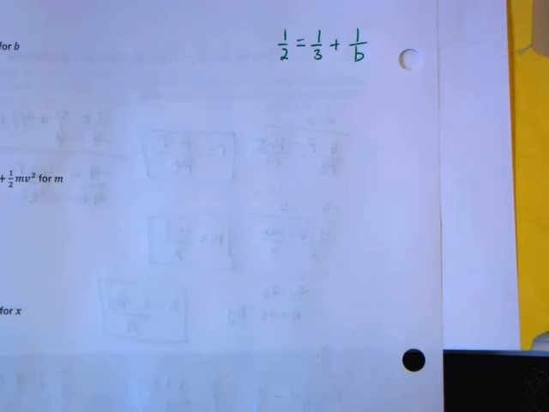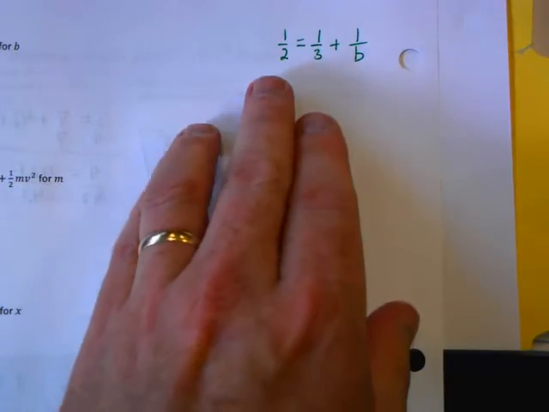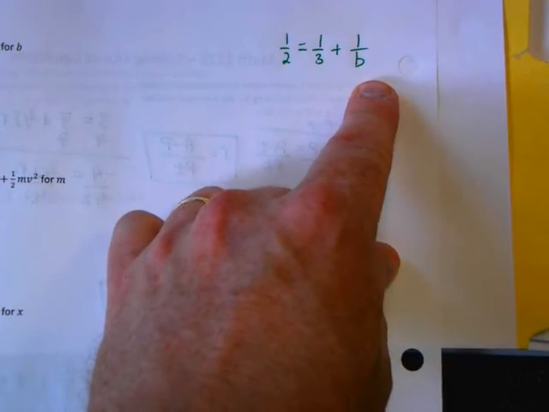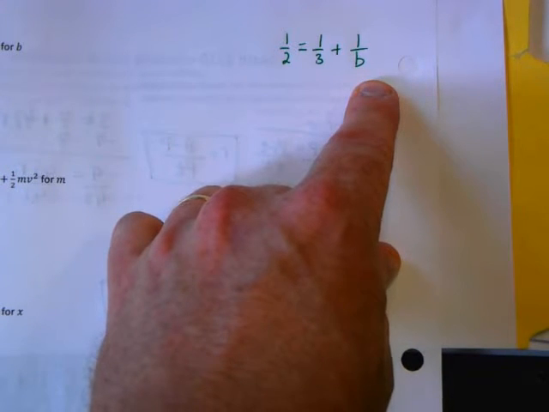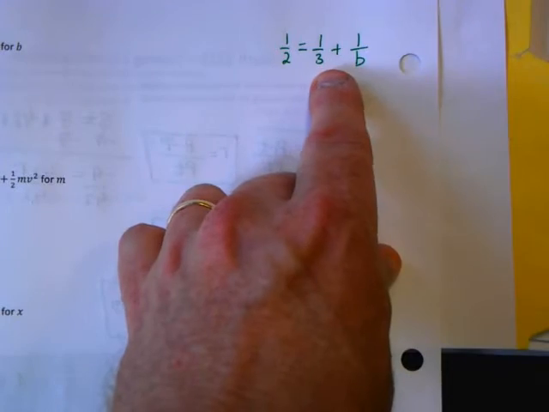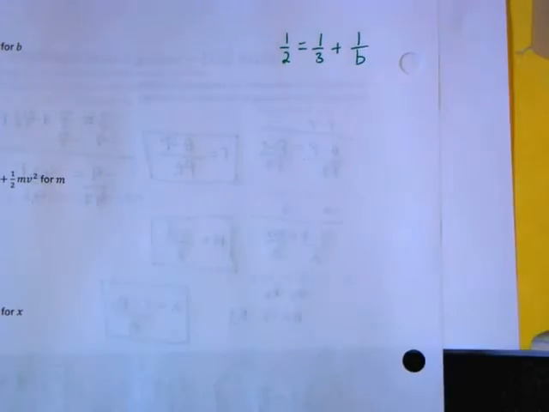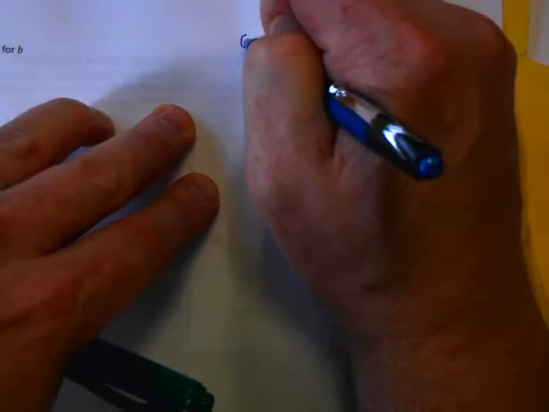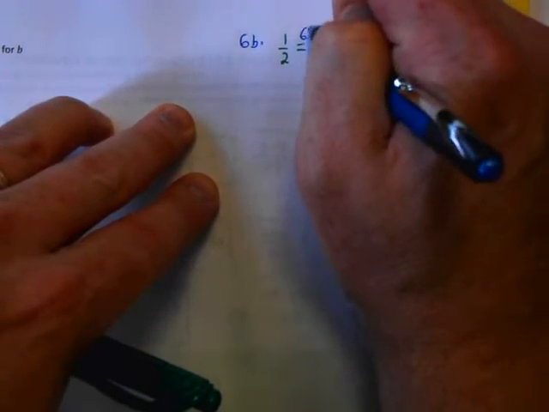You find the common denominator. What's the common denominator there? Well, what's the common denominator for a 2 and a 3? 6. And then what do you do with that B? Your common denominator is 6B. What I'm going to do is take this thing and multiply everything by the common denominator.